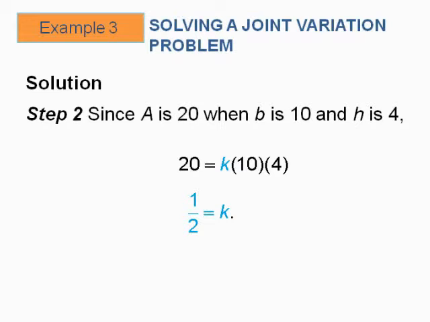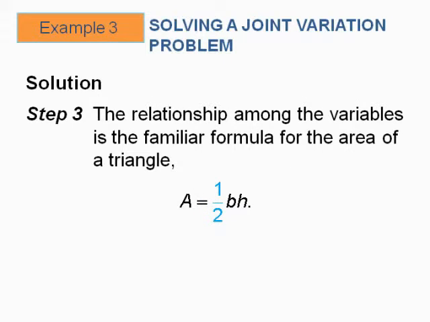Since A is 20 when B is 10 and H is 4, as promised, they will give you enough information to get K. Plugging in, K is a half. Now, once you know K, plug that back into the model, step 3, to get the new model. So there is our formula for the area of a triangle. I wonder where they came up with this stuff. A equals 1/2 base times height.